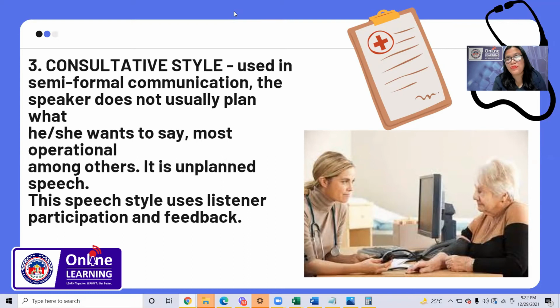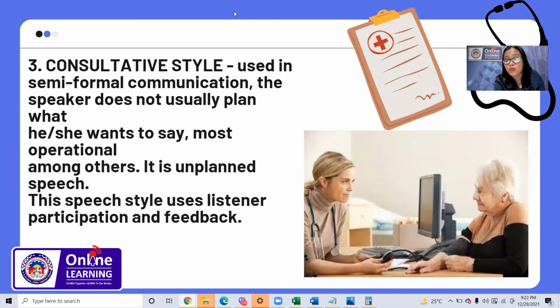When you go for a check-up, you don't plan what you will say or ask. So, consultation, you are getting advice from the person you are talking with. For example, you're asking questions not just about your health. It's not only doctors that we can consult. Parents, friends, we can consult them when we are having problems. If we cannot handle that problem anymore, we can consult.